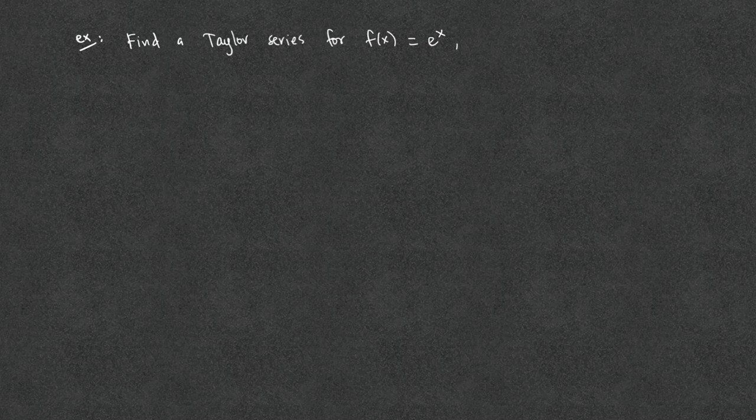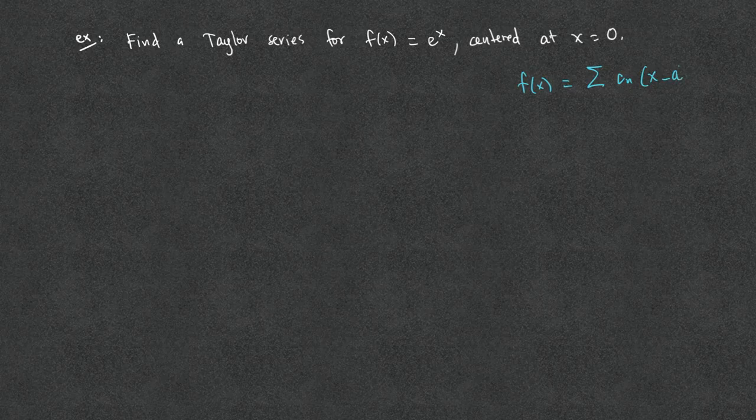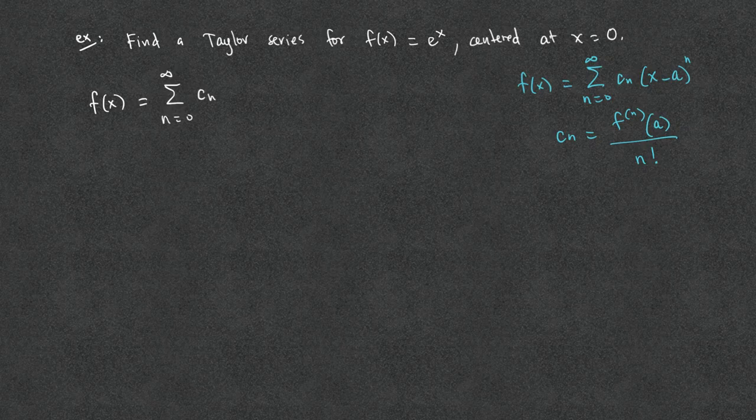Find a Taylor series for f of x equals e to the x centered at x equals 0. This is actually a Maclaurin series since the center is at x equals 0. Recall that f of x is the sum as n goes from 0 to infinity of c sub n times (x minus a) to the n, where c sub n is the nth derivative evaluated at x equals a divided by n factorial.